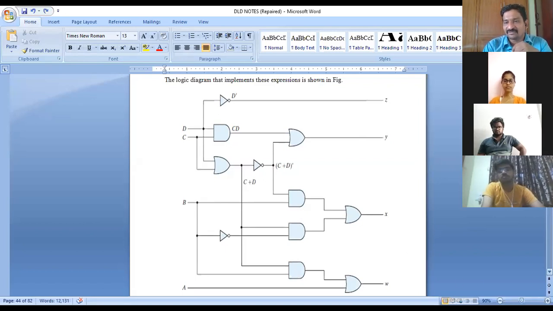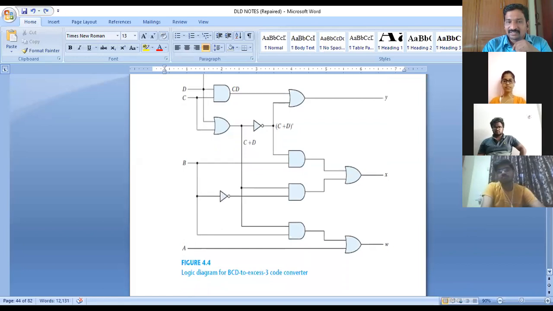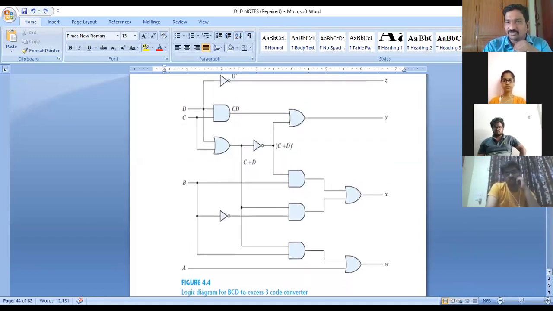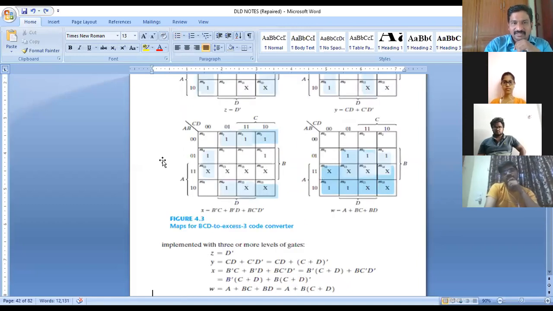So this is the design procedure for constructing a logical diagram for the BCD to Excess-3 code. If you give the input, suppose A, B, C, D are the inputs, for example 0, 0, 0, 0, what output will you get? W, X, Y, Z, right? 0, 0, 1, 1 you will get. That means W is 0, X is 0, Y is 1 as well as Z is 1, right? We are expecting that output WXYZ, so here 0, 0, 1, 1.